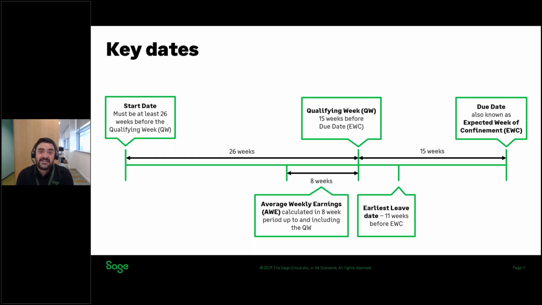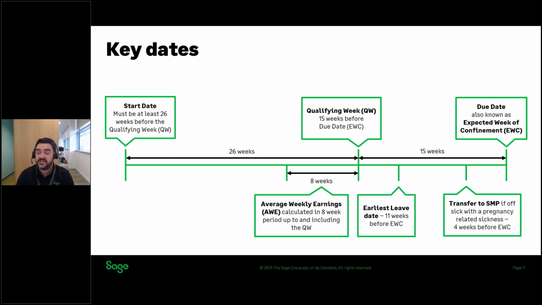The earliest date that an employee can leave to start their maternity leave is 11 weeks before the due date, with the one exception being if the baby is born before that time, in which case the leave will start the day after the baby is born. And if an employee happens to be off work with a pregnancy-related sickness, and they get to 4 weeks before the due date and haven't yet started their maternity leave, that's the point that they would have to transfer to statutory maternity pay if they were previously on sick pay.